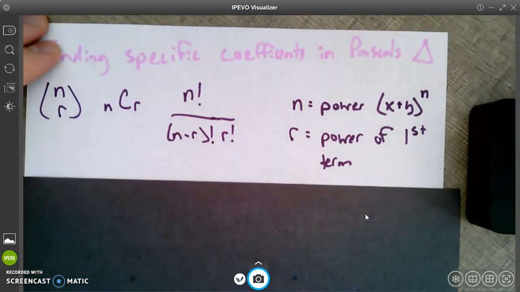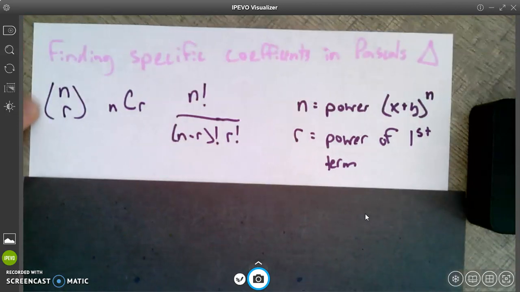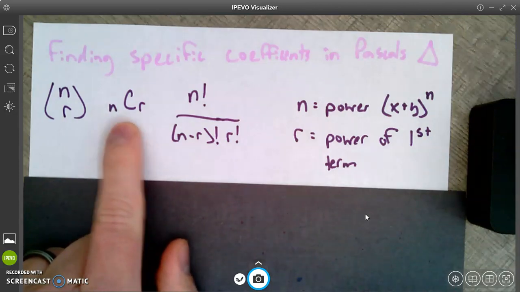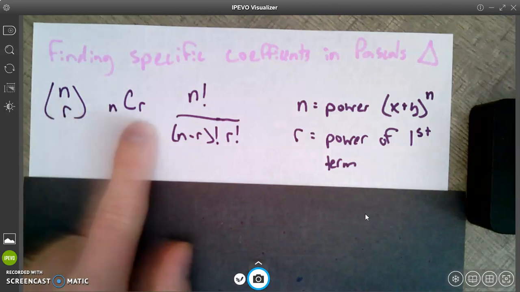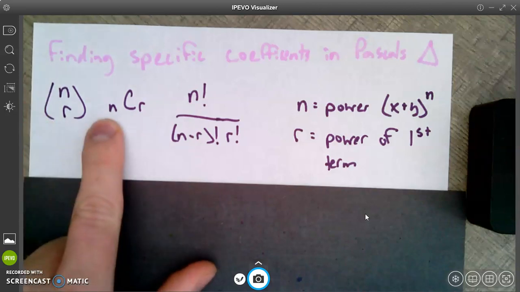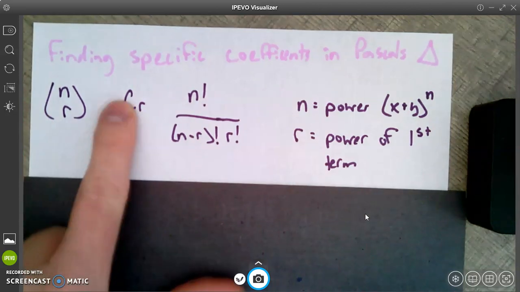So here are some things. You'll see this on the internet in parentheses n comma r. This is what I usually use. Our book uses it. I've seen it on a calculator. I'll show you in a second. Both of these will just be numbers, like 5, 2, 10, 1. Bigger number will always be on top, by the way. 10 C 1, or 5 C 2.